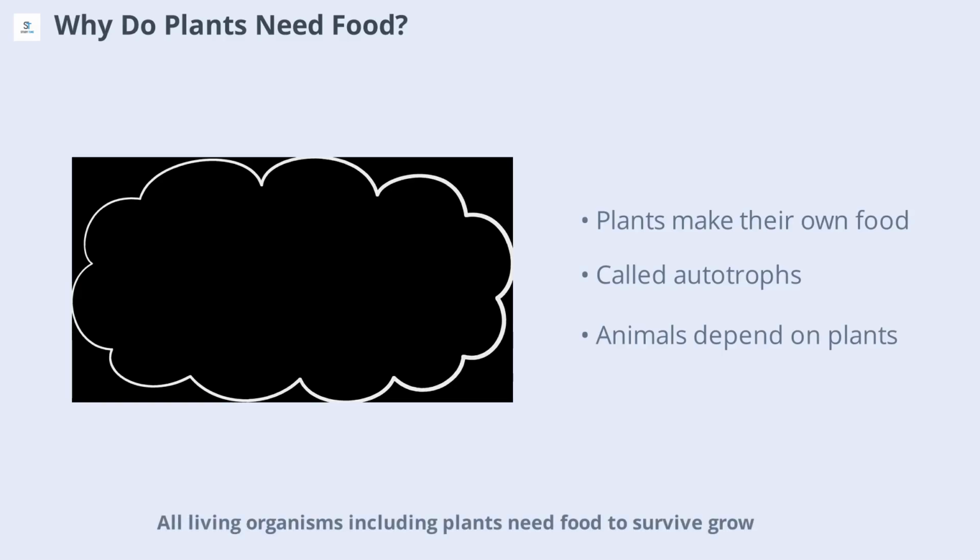All living organisms, including plants, need food to survive, grow, and carry out life processes. But unlike animals, plants have a unique way of making their own food. This process is called autotrophic nutrition, where plants use simple substances to create the nutrients they need.